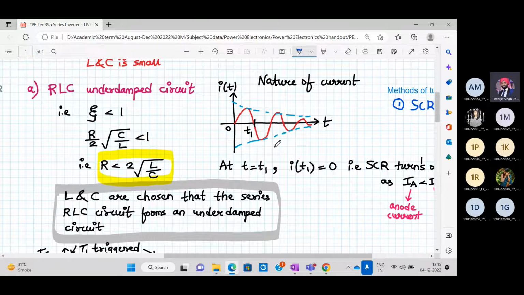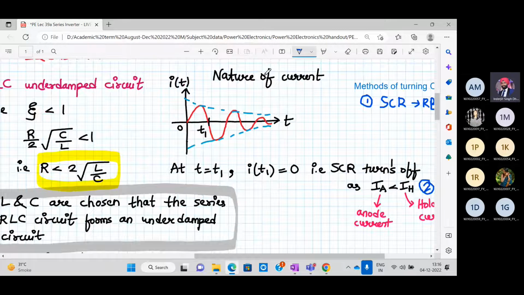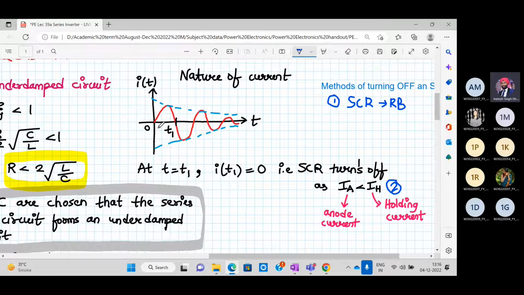Yes, sir. Okay, so in this waveform which you see, at t equal to t1, you see over here the current is becoming 0. That means the SCR must be turned off over here, and that's the advantage we will be using. So at such a point where the current flowing through the SCR becomes 0 or less than the holding current, it will turn off.